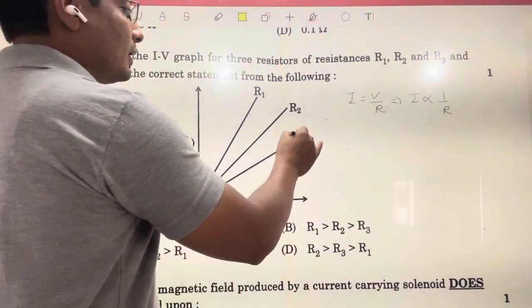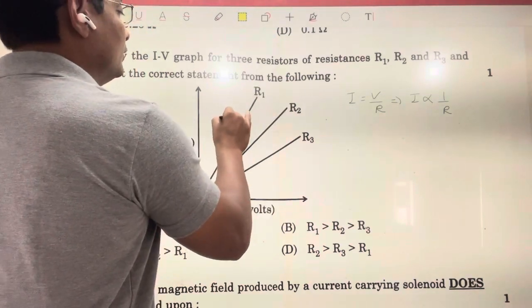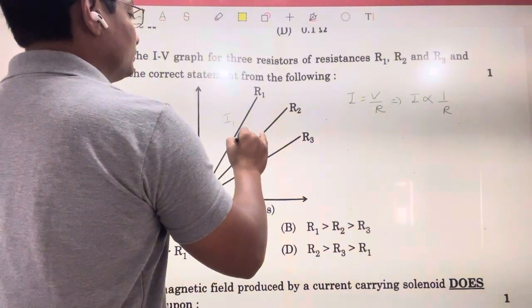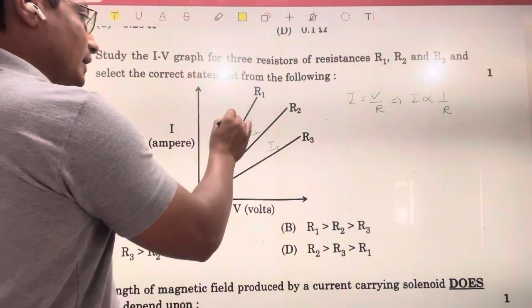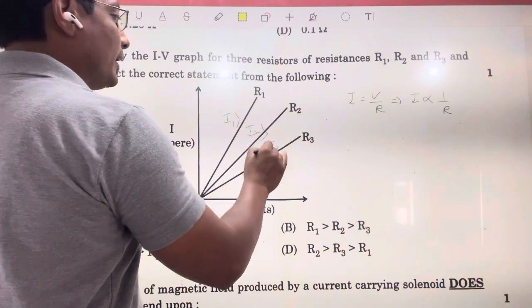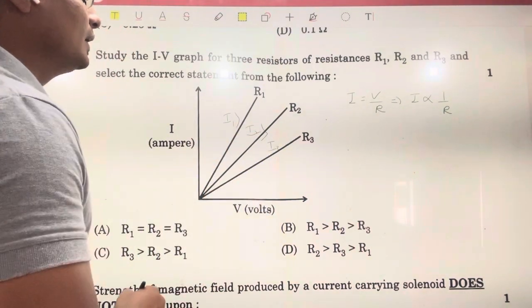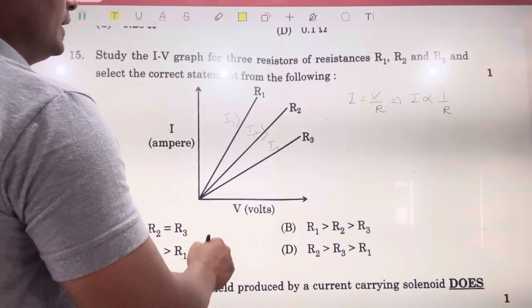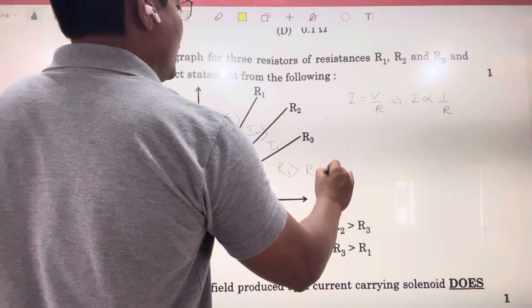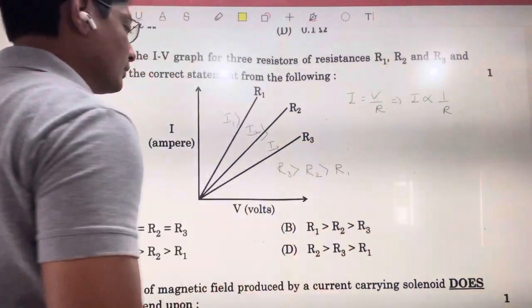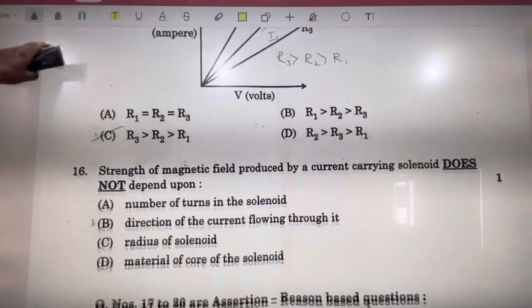Here the current values among these 3: suppose you take the I1 value, this is I1, and I2 and I3. Now we see that I1 is greater than I2 and I2 is greater than I3. Therefore exactly the opposite will happen for the resistance. R3 will be greater than R2 and then R1. So that would be the correct option. Therefore option C is the correct option for the 15th question.